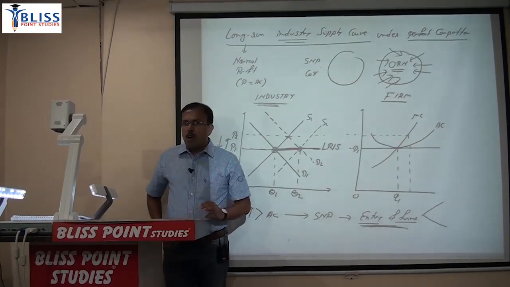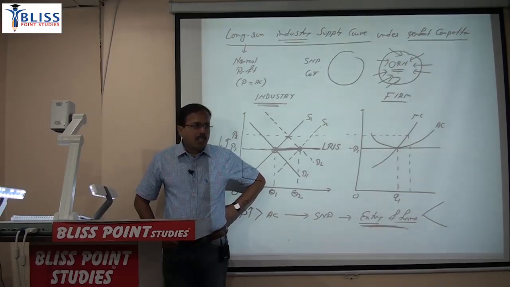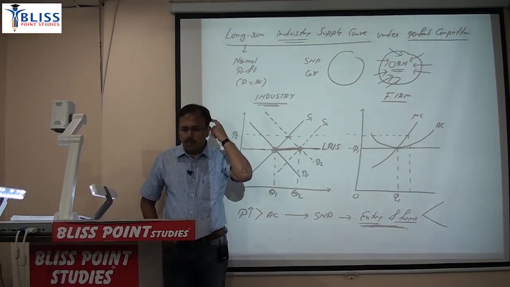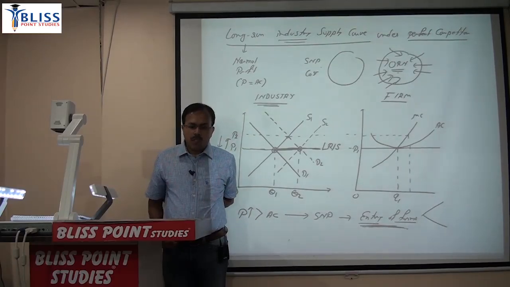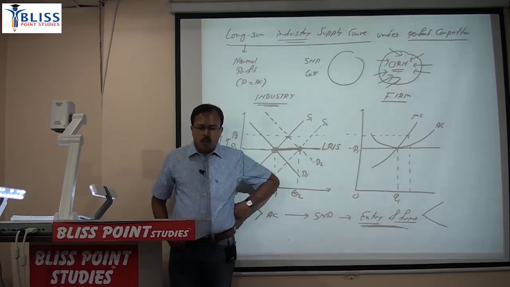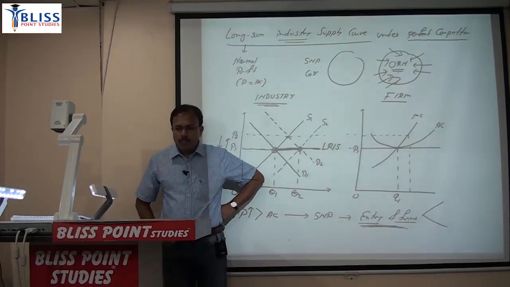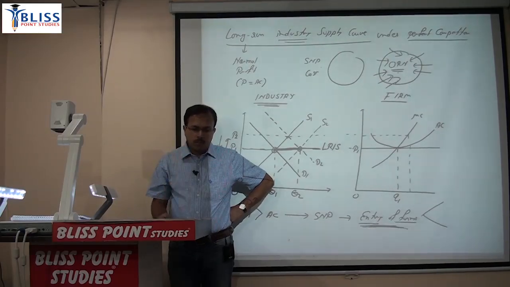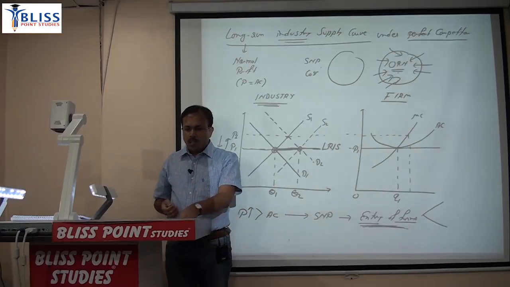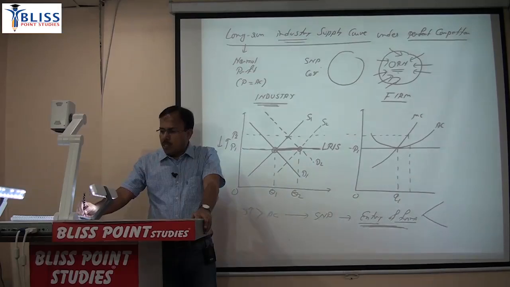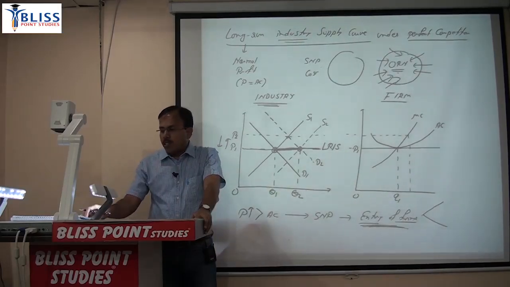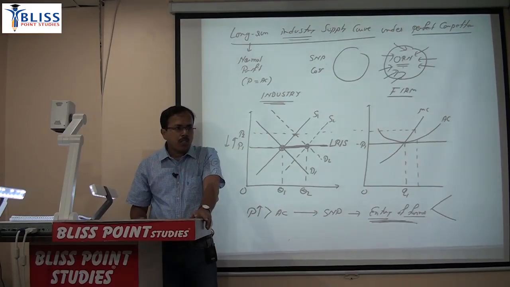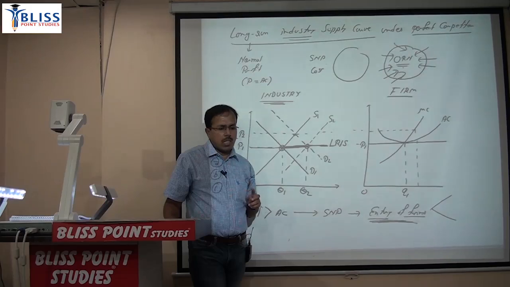Next paragraph. Long run industry supply curve can be a horizontal line or positively sloped or negatively sloped, depending on whether there is A, constant cost industry, B, increasing cost industry, or C, decreasing cost industry.